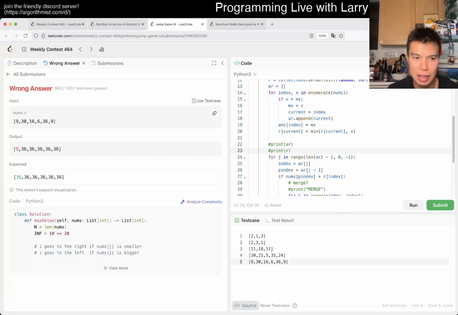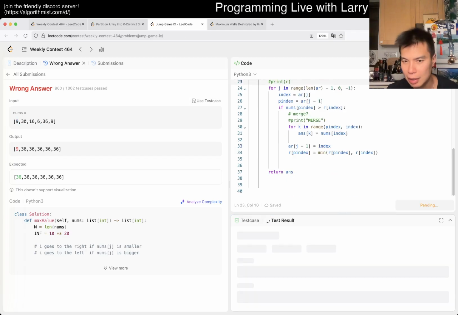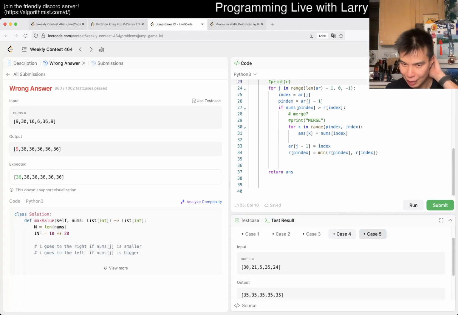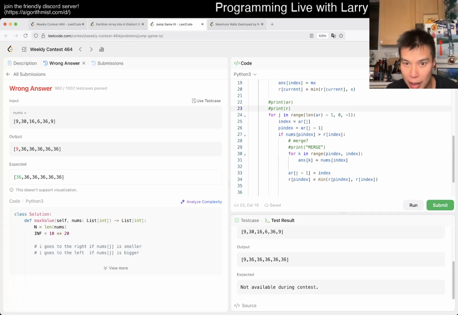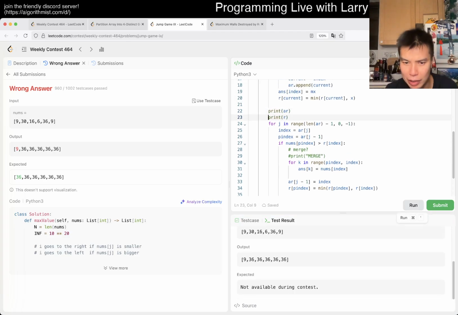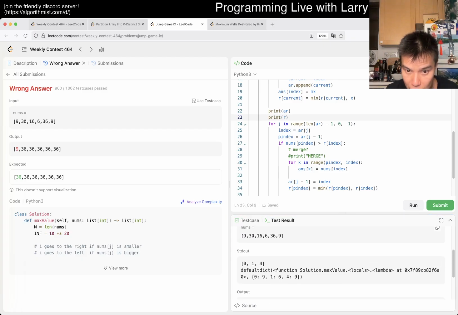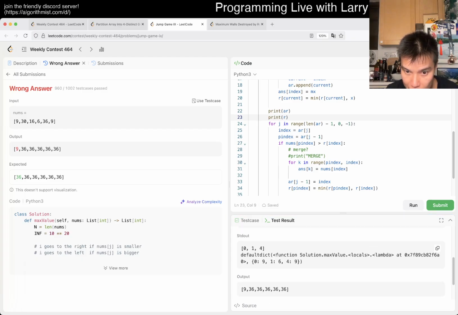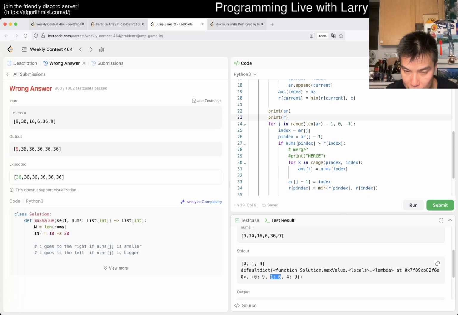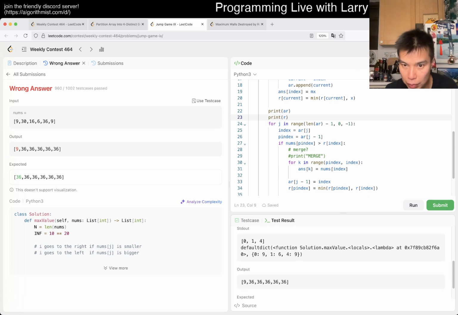Oh, 9 goes to 6, but okay. I mean, that makes sense. I mean, I am not testing as much because I am so far behind. But I think I should be able to handle this case other than a silly mistake. So 0, 1, 4, that's right. 0 is 9, 1 is 6, that's right. 4 is 9, that's right. We should merge.